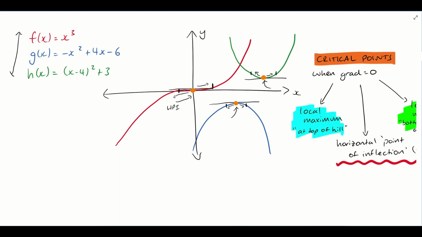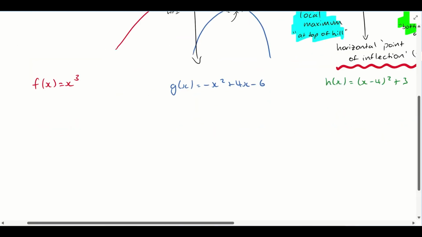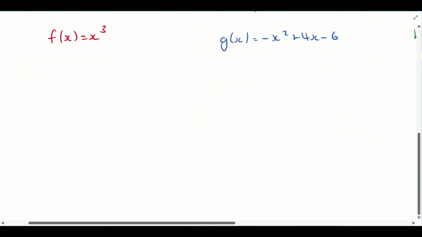Okay, so if we start off with the red one, f of x being equal to x cubed. So we'll come down here, f of x equals x cubed. And I'll write the other ones whilst we have them there. g of x is equal to negative x squared plus 4x take 6. And in the green, we have h of x is equal to (x take 4) all squared plus 3. And we're going to come down here and we're going to tackle these one at a time.